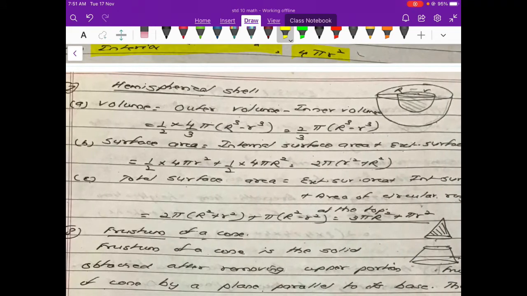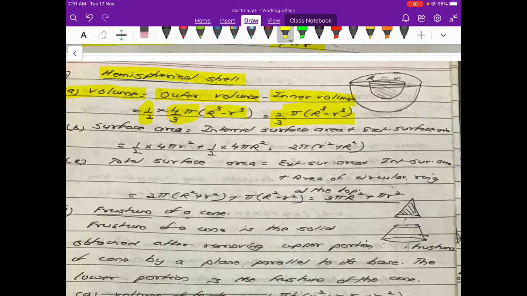Now the volume of a hemispherical shell is given by the outer volume minus the inner volume, the difference between the volumes. So it is half into, because it is half, 4 upon 3 pi again (R cube minus r cube). So this 2 will get cancelled. So we are getting 2 upon 3 pi (big R cube minus small r cube).